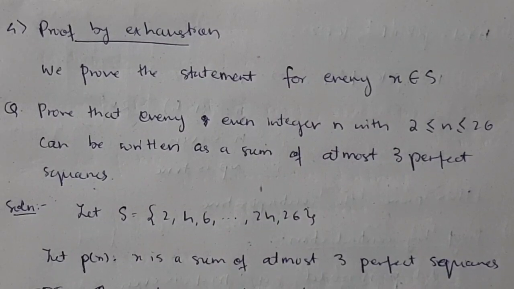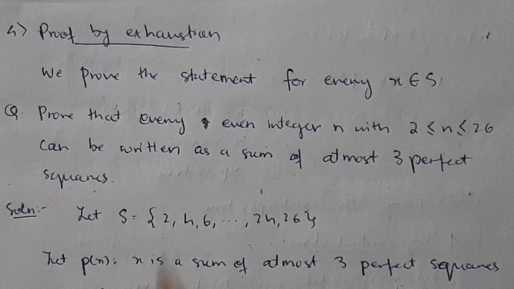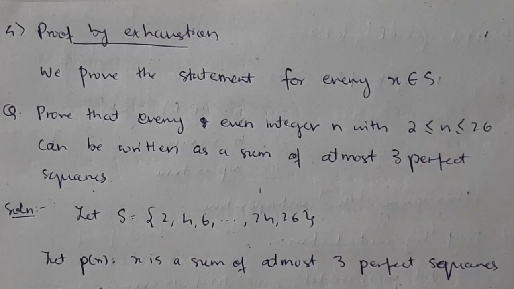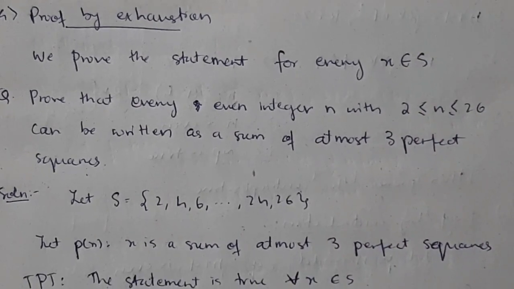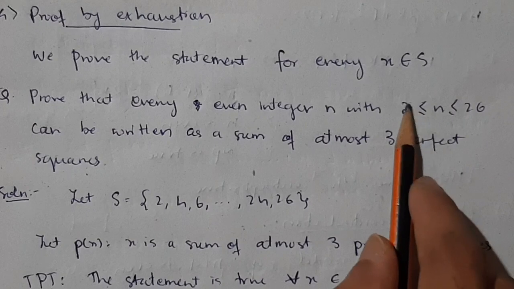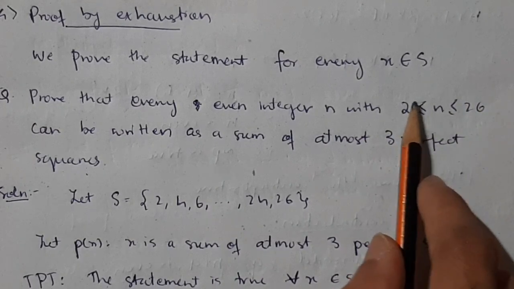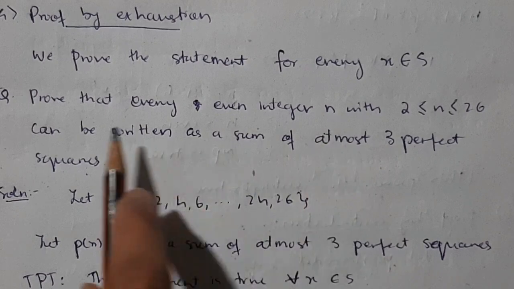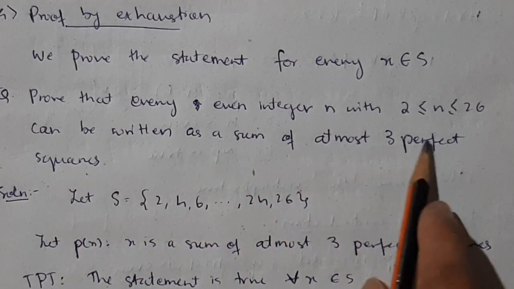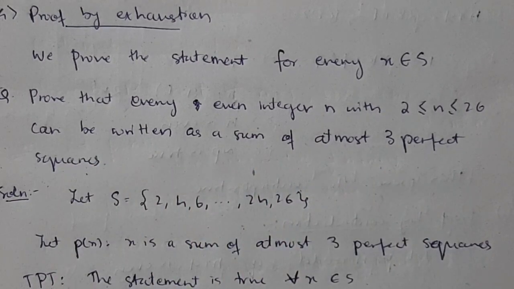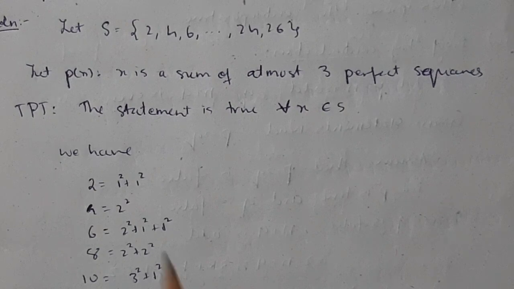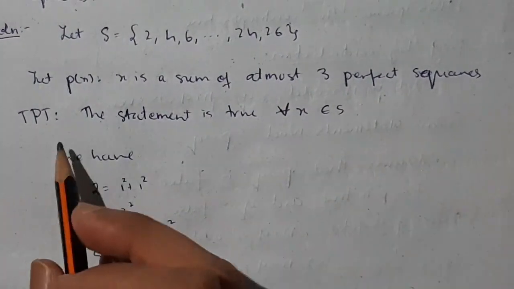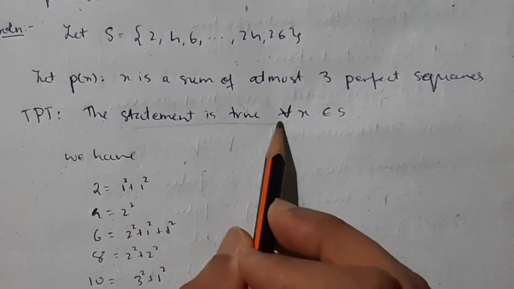This is a very easy one, proof by exhaustion. In that you will have to prove the statement for every x belonging to a particular set. Suppose the question is prove that every even integer between 2 and 26, the even integers are 2, 4, 6, 8 like that till 26, can be written as a sum of at most 3 perfect squares. You can consider P of x as x is a sum of at most 3 perfect squares. Now what we have to prove, the statement is true.